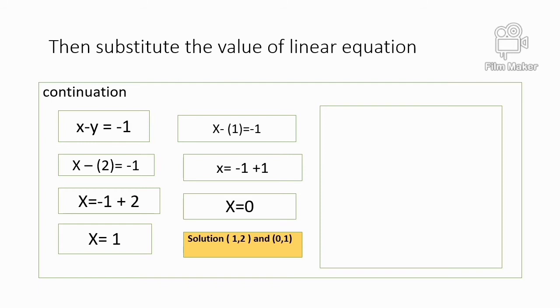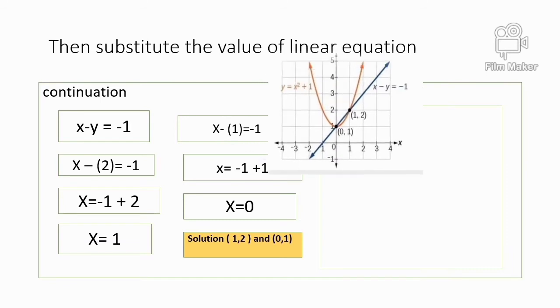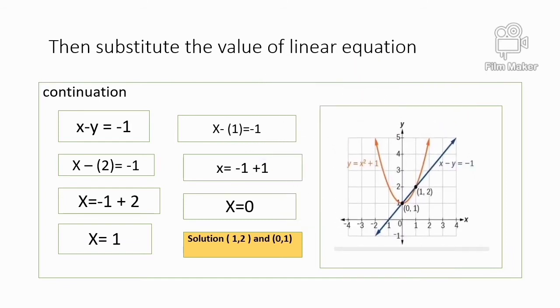So what will be the graph of this linear equation and the parabola? If we plot 1 and 2, and then 0, 1. Then we will draw the parabola in orange color. That will be the equation y is equal to x squared plus 1. And we will have a line which is x minus y is equal to negative 1.